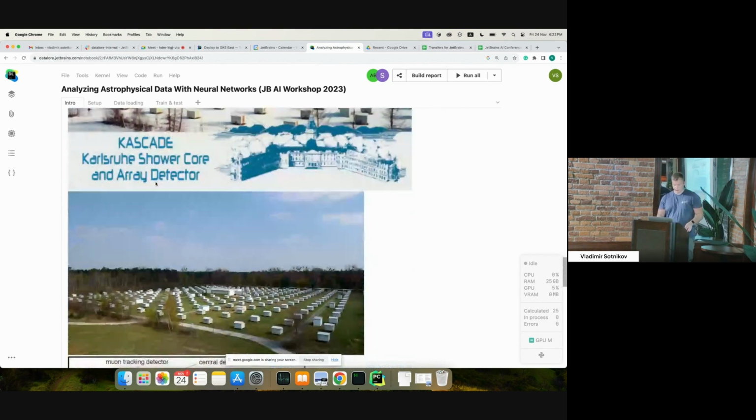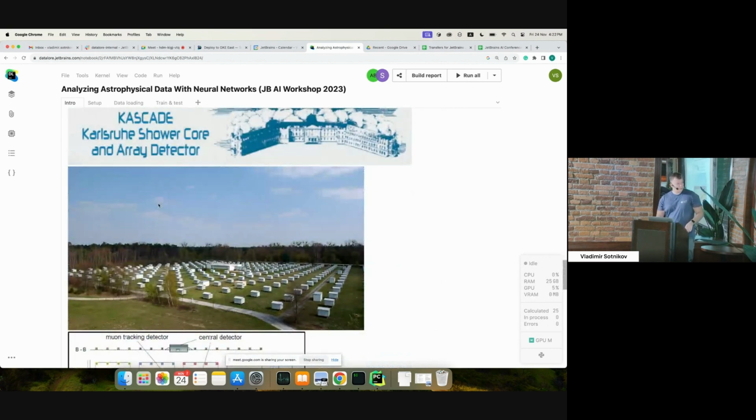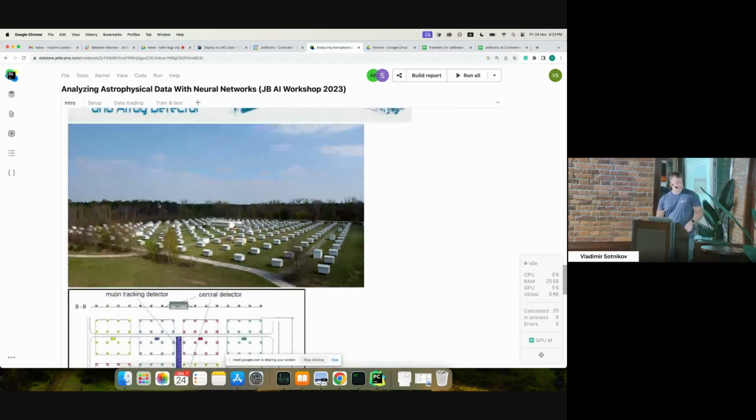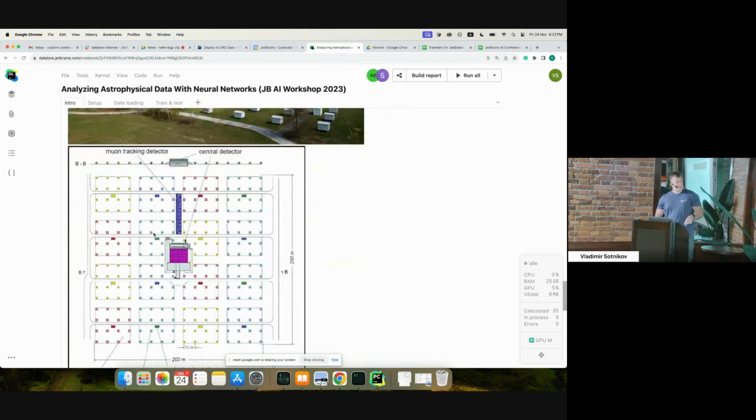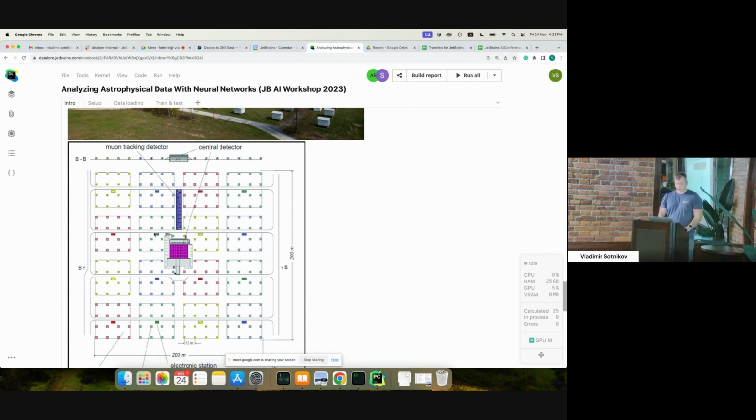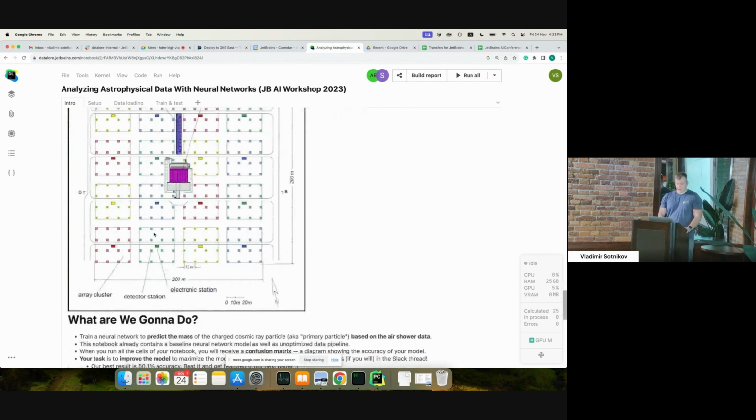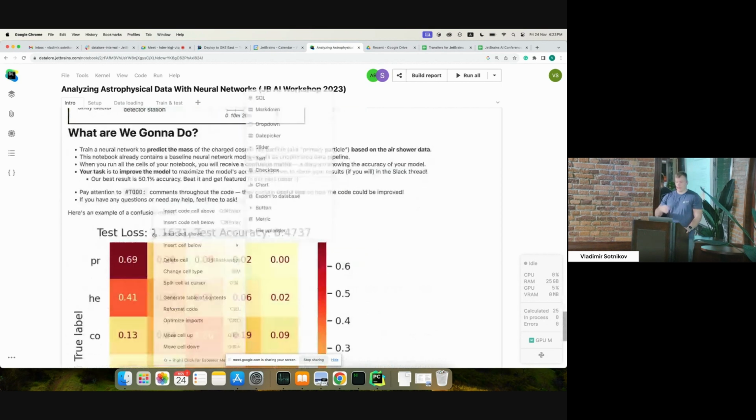There's another photo in color with more details. This is basically a 16 by 16 grid of different kinds of detectors, muon detectors and electromagnetic detectors, that check all these secondary particles and record the information of air showers. An air shower is this cascade event caused by the cosmic ray.